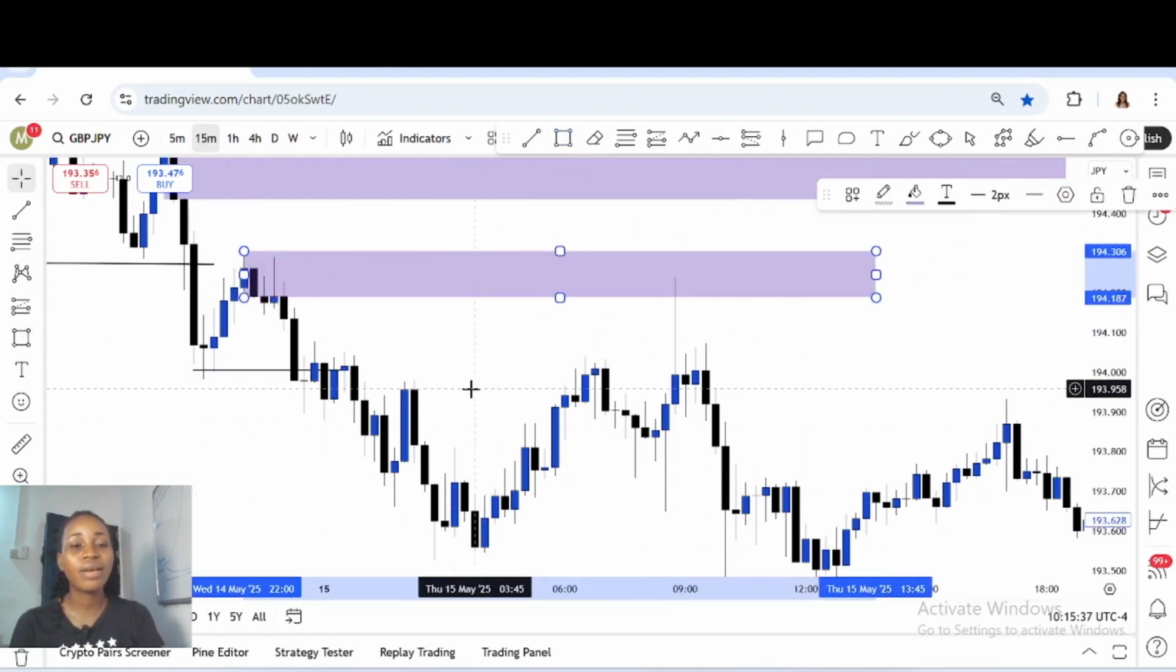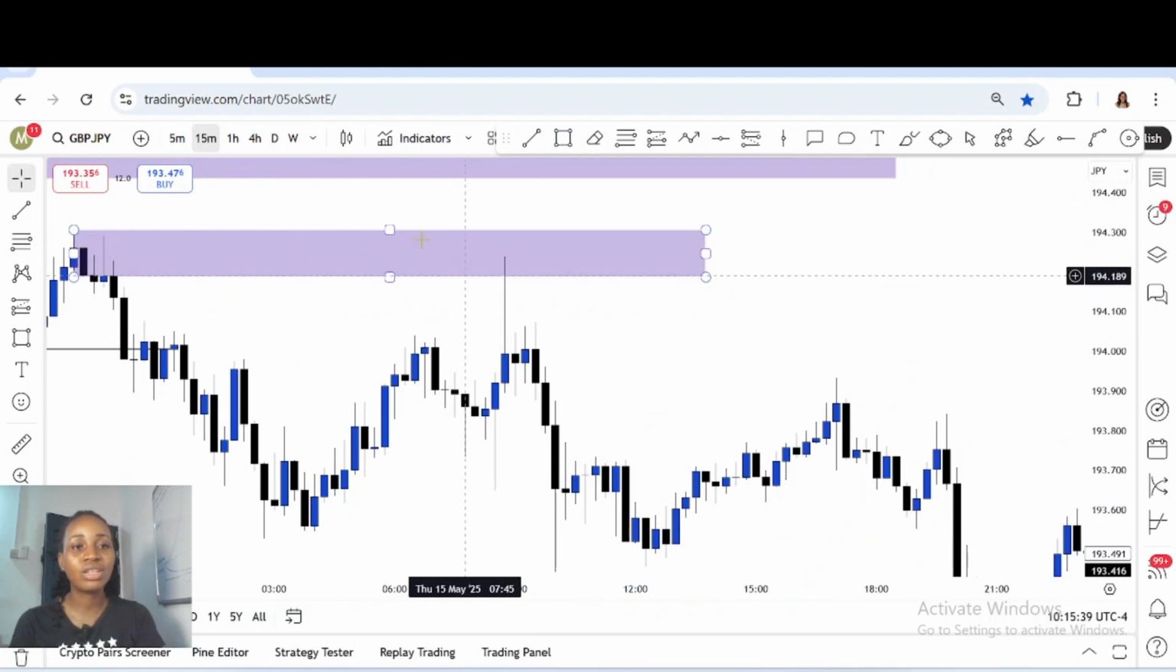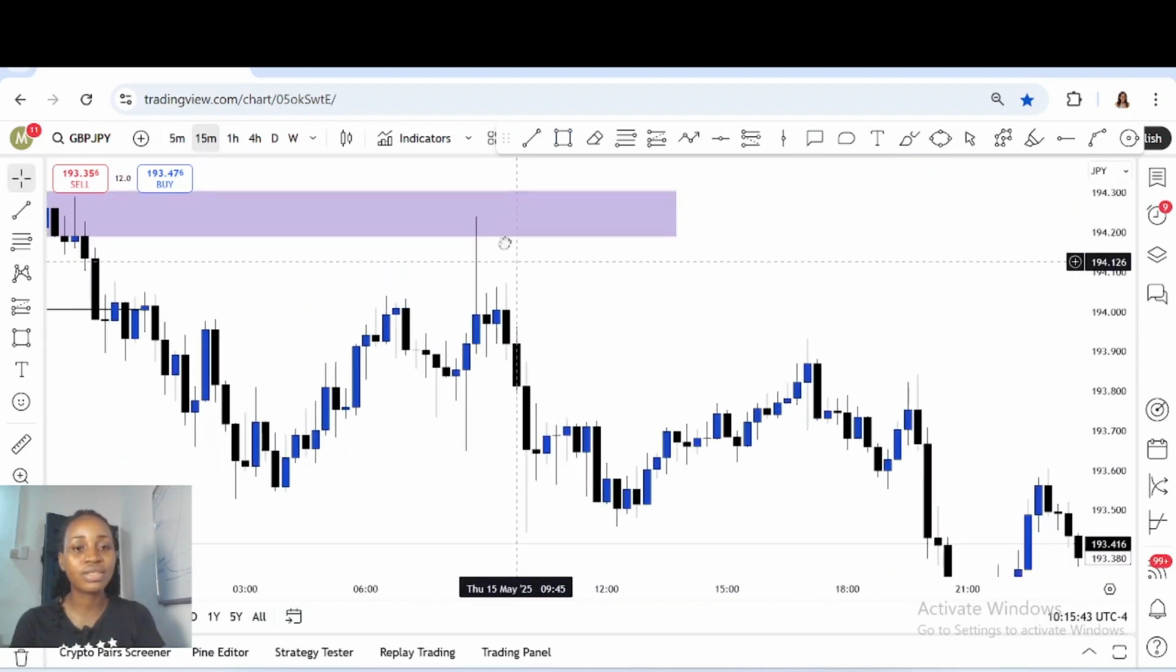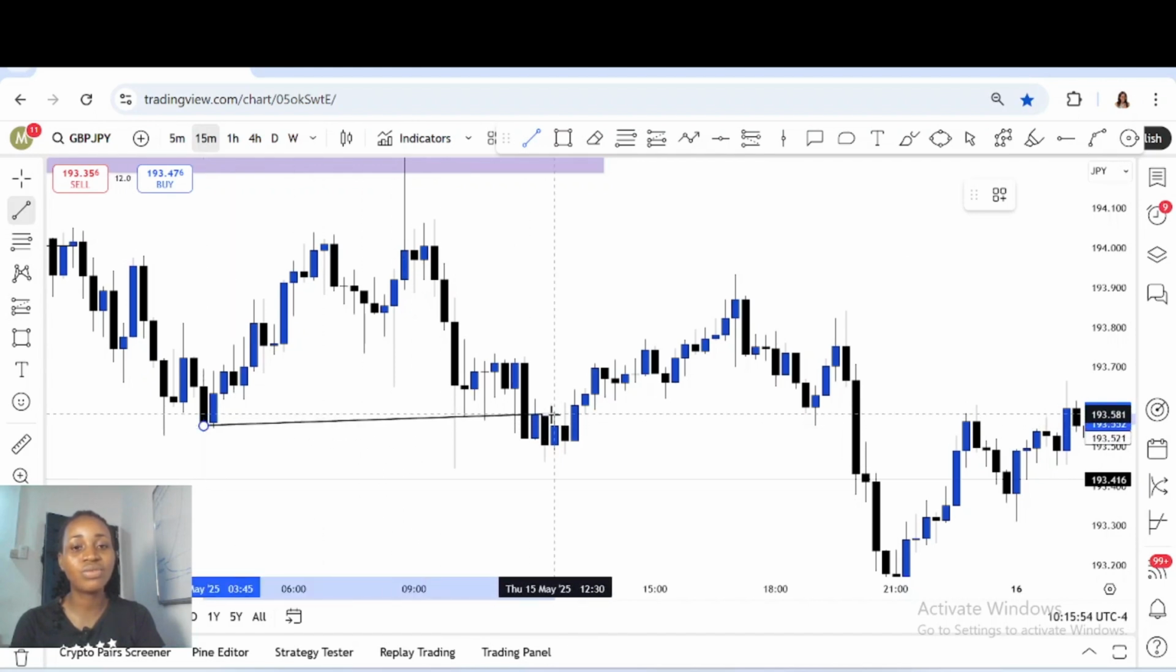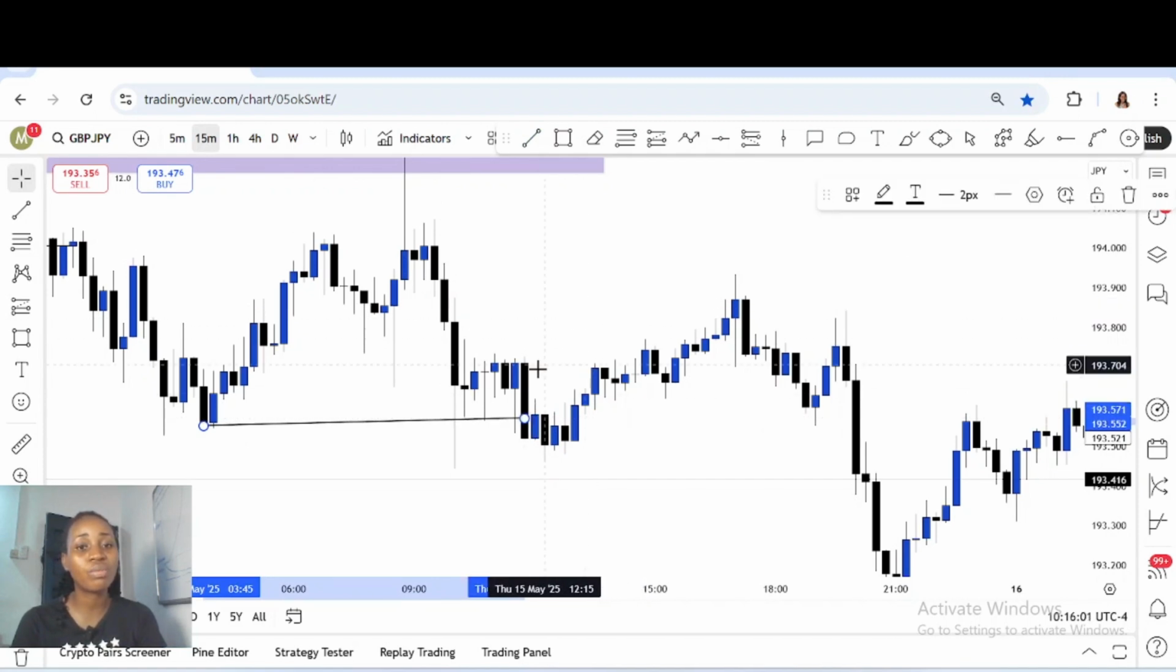Here price traded back into the origin, reacted off this origin and started pushing to the downside. Price is bearish, right? The order flow is to the downside. We are seeing a series of lower lows and lower highs. But remember, on a 4 hour time frame, that is just a retracement or a pullback.